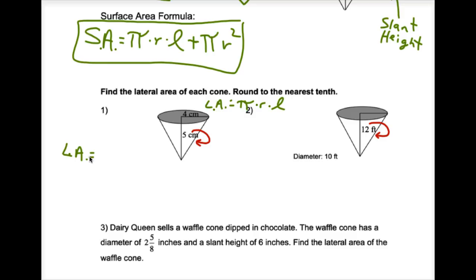Okay. Pabon, what numbers are we going to multiply together to find the lateral area of that first cone? 4 and 5. Don't forget your 3.14. So 3.14 times 4 times 5. Notice we're not squaring anything, we're not cubing anything as of right now. Just type that in, and Pabon, what'd you get?